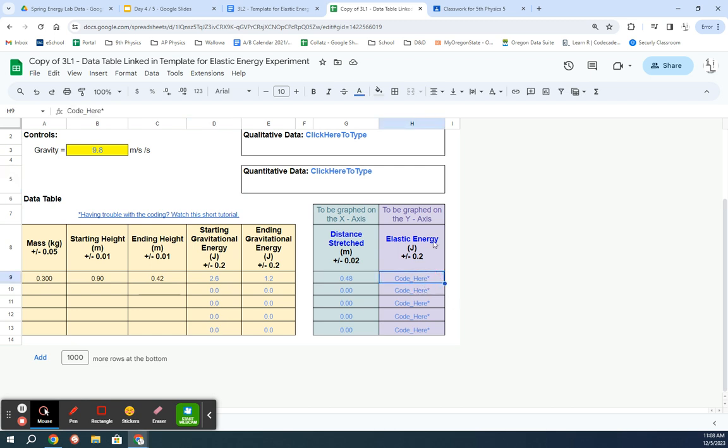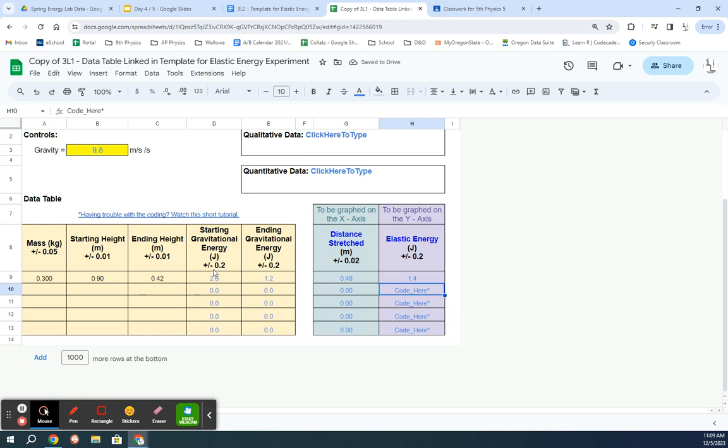Last but not least here, again, that elastic energy. So we're going to click at the top, hit equals. Well, how do we know how much elastic energy there is? We haven't done the equation for it yet. But that's okay because we know that the change in gravitational, where did that energy go? That energy went to elastic. It went into the rubber band. So we can just subtract these and figure out how much energy there must be stored up in the rubber band. So again, we're just going to subtract these. So starting energy minus ending energy, enter.